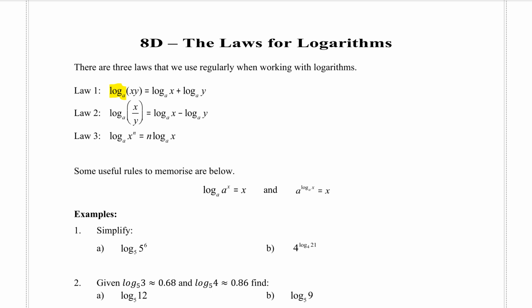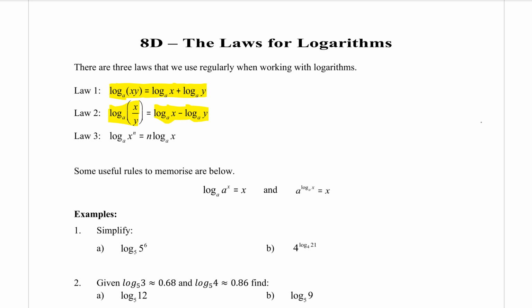log base A of 2 things times together, then you can change that to be log base A of x plus log base A of y. Law number 2, if you have log base A of 2 things divided, then you can split that into 2 logs that are going to be subtracted. And it's log base A of the number on the top, which is the x, minus log base A of the y, which is on the bottom.